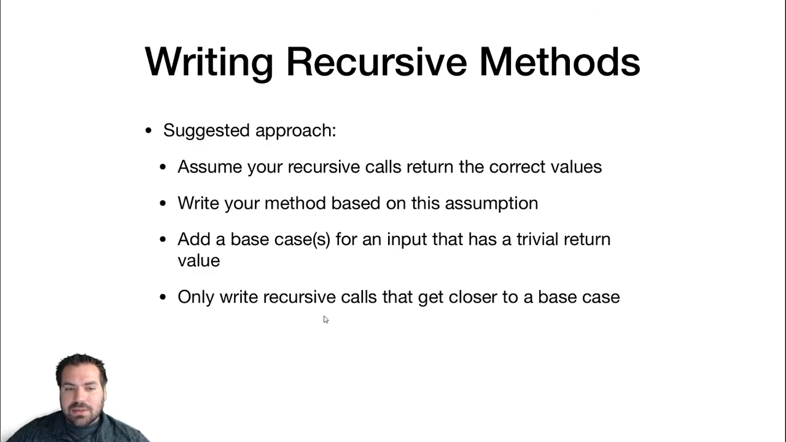And then the last ingredient to this formula: make sure every recursive call you write gets you closer to the base case. If you miss this one, you're going to get infinite recursion, stack overflows, infinite frames on the stack until you run out of stack space. Make sure you always get closer to your base case. If you follow these 4 steps, you've got a good recipe for success for writing an awesome recursive function or method.